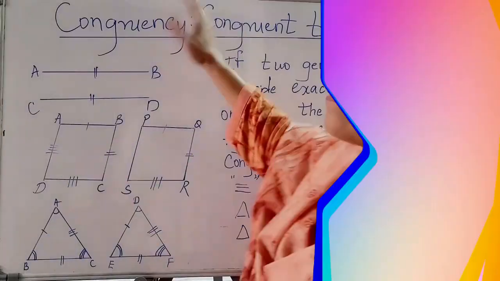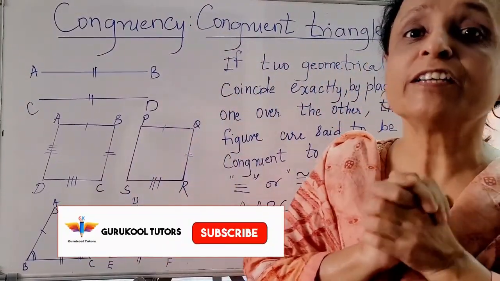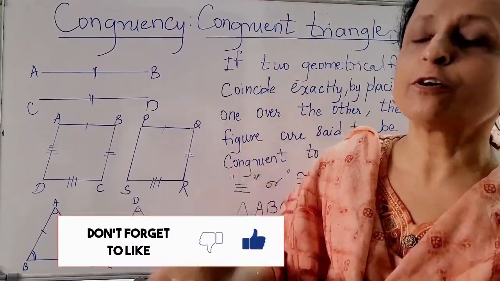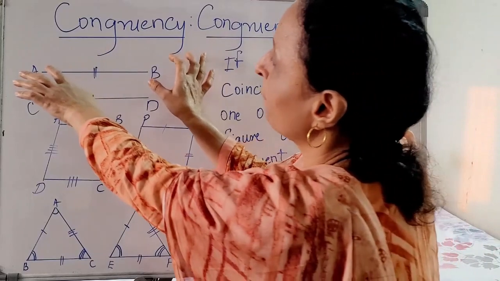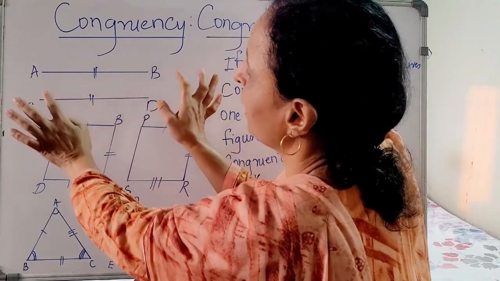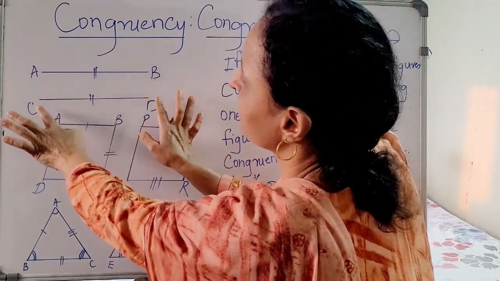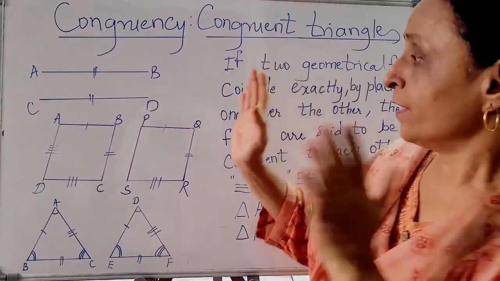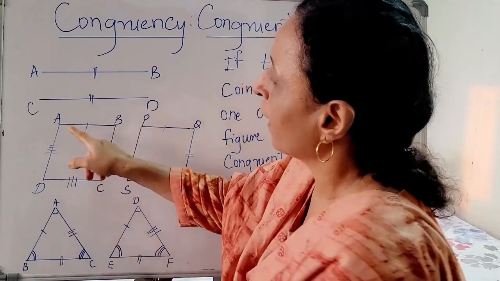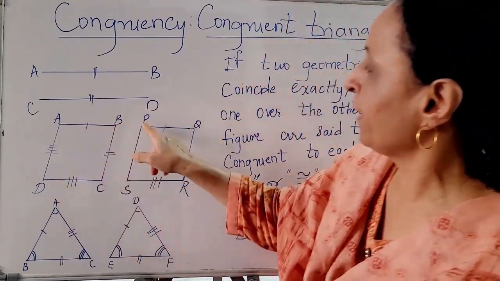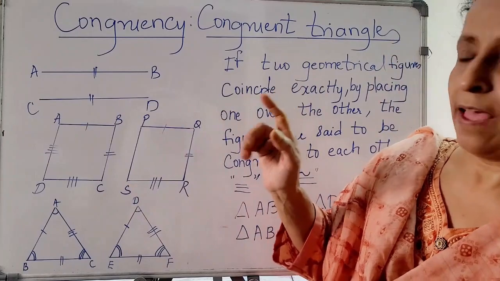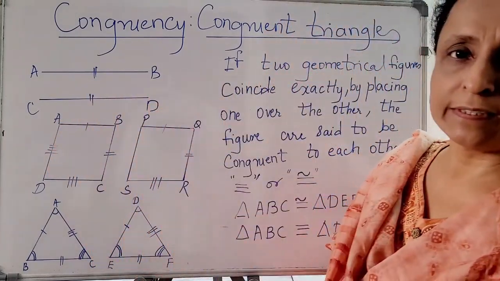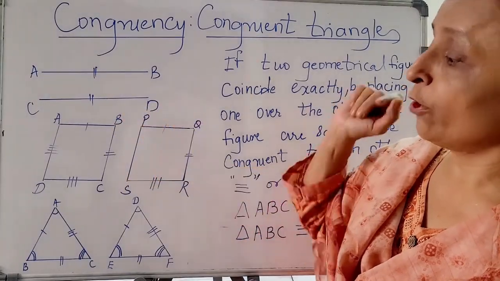Now, congruency. When a figure is exactly the same, the figure is said to be congruent. For example, this line AB has to coincide exactly with CD to be congruent. This parallelogram ABCD has to exactly coincide with PQRS to be congruent.